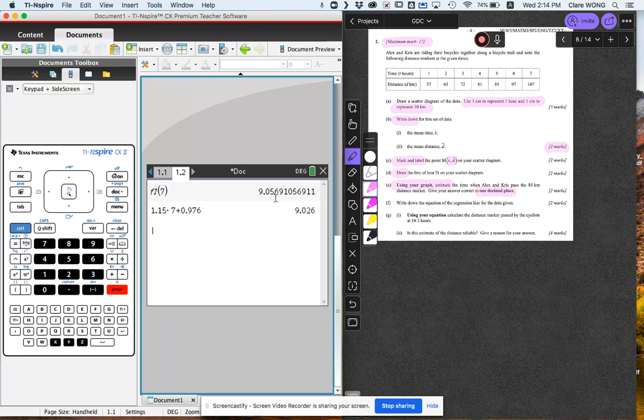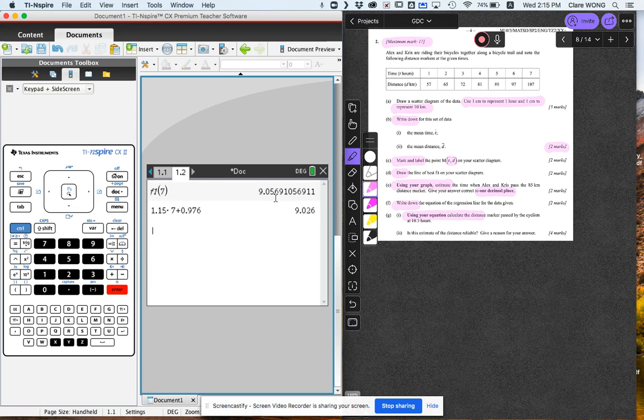Next, write down the equation. Write down, again, straightforward from the GDC. Then, using your equation, calculate the distance marker. So using your equation, again. Whatever you have written in F, you must use in G. Is this estimate reliable? So pretty much same as before.